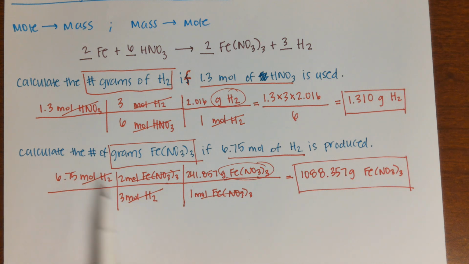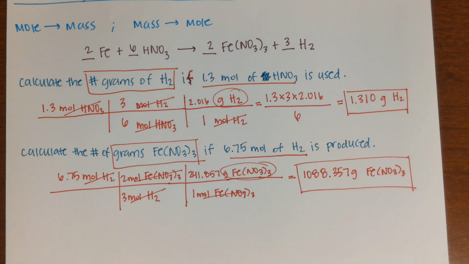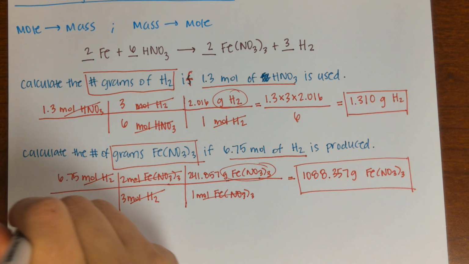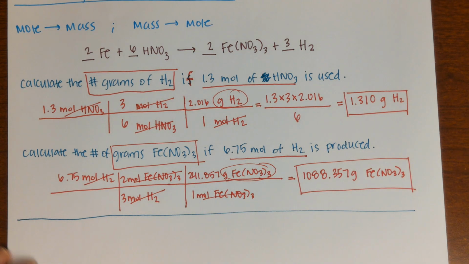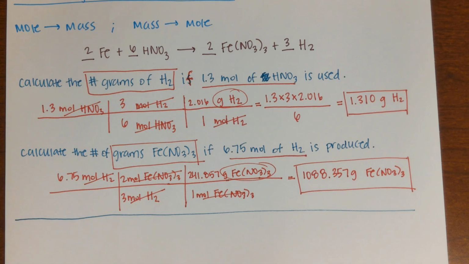Again, make sure you have your correct units, so I like to set it up as unit here, diagonal, unit, new unit, diagonal down, etc. Alright, so this is mole to mass. Now, with mass to mole, it's essentially just backwards, but the same rules apply. And I'm going to use the same equation here.